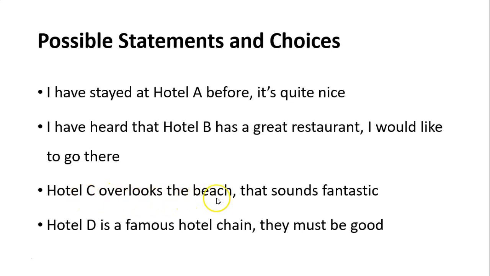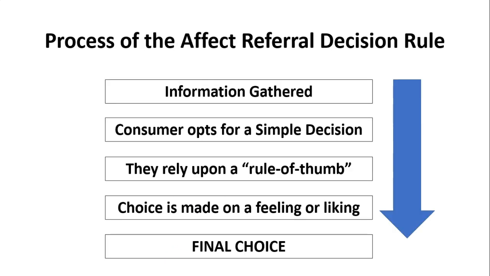Hotel C overlooks the beach. Well, that's nice. That'd be fantastic. Hotel D, that's a famous chain. They must be good. So none of these are particularly in-depth. None of them are analytical. None of them are really relying on the information. They are nice, simple decisions to make.